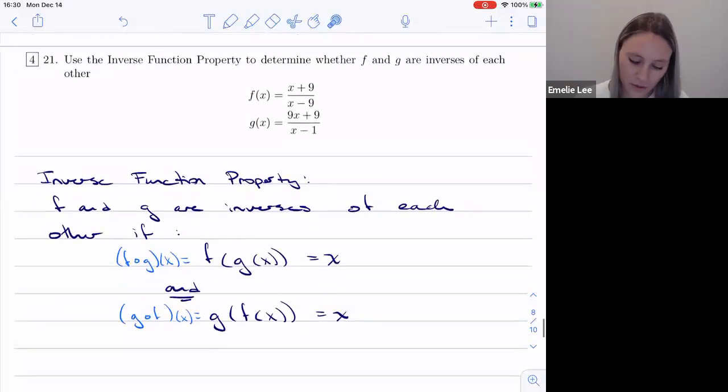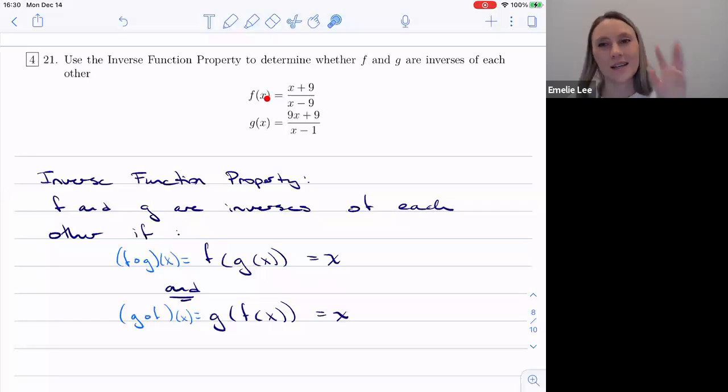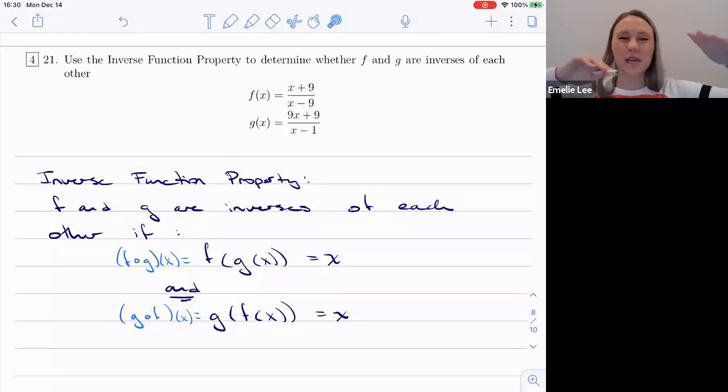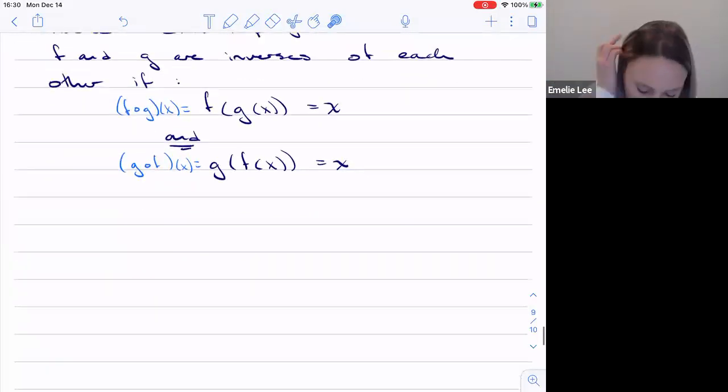So what we need to do here is show that f of g of x is equal to x, right? So things are going to cancel out and we're just going to be left with x. And then same thing, g of f of x, everything cancels out and we're just left with x. Usually I like to do these side by side, mostly because it saves space, but also so that you can kind of see similarities.